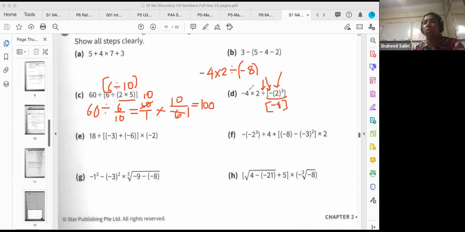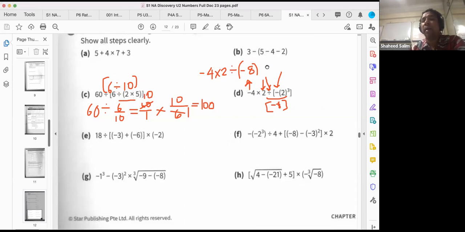So in this case, there's nothing to do inside the bracket, right? So what do you do? Start from left to right. Minus 4 times 2, minus 8. Minus 8 divided by minus 8. 8 divided by 8 is 1. And then minus divided by minus becomes plus. Answer is positive 1. I hope you get what I'm saying, positive 1.